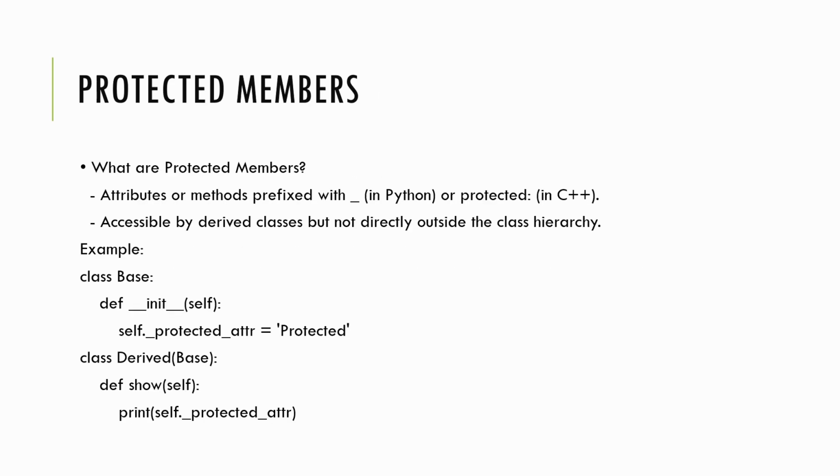Protected members strike a balance between private and public access. In Python, these are prefixed with an underscore, such as underscore protected attribute. In C++, they use the protected keyword. Here is an example. Protected members ensure controlled access within the class hierarchy while keeping them hidden from external classes.